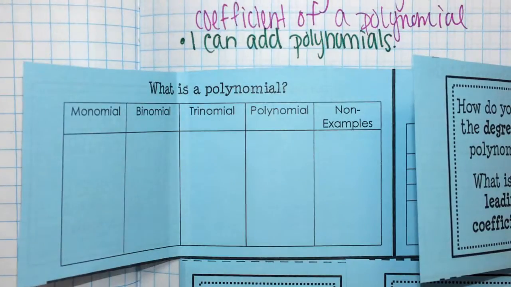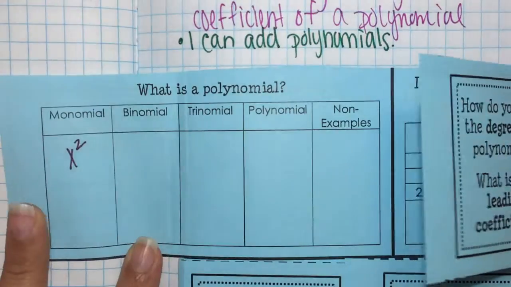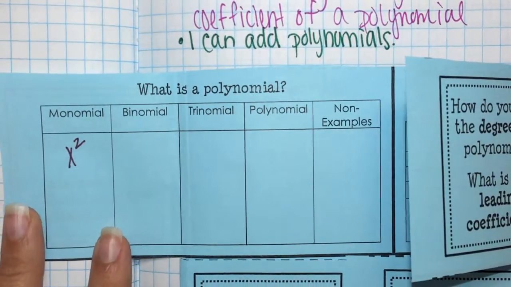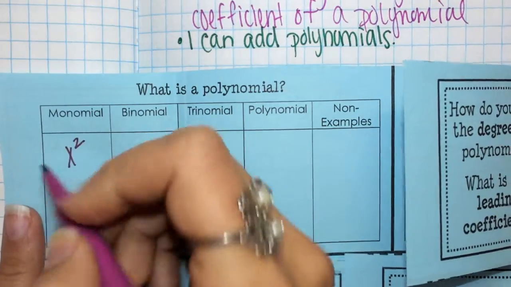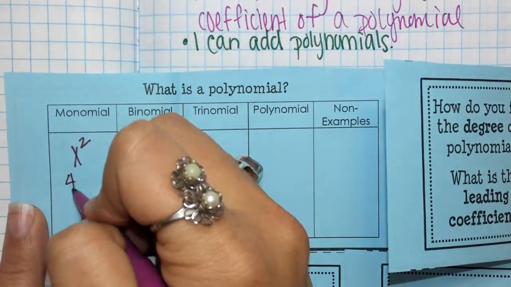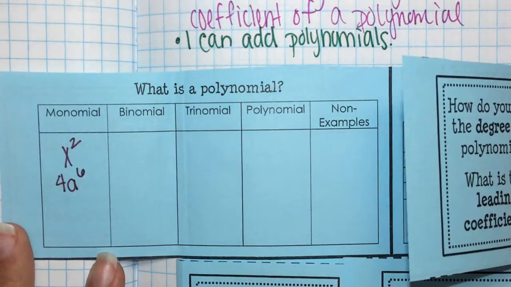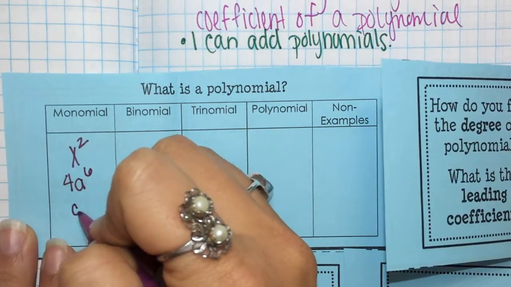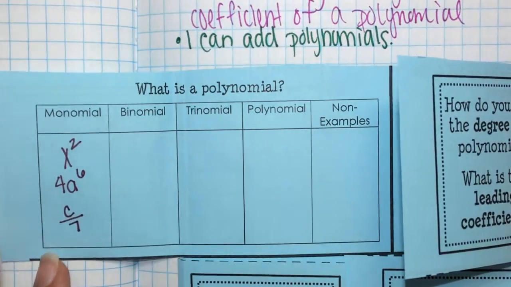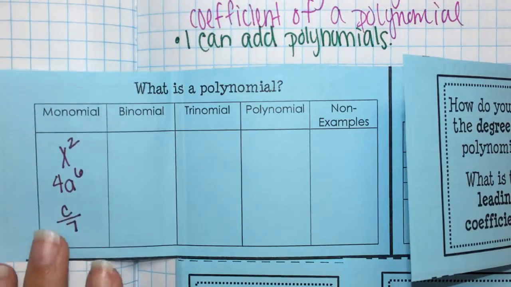So if it was one term, it could look like this. X squared. That's a monomial. You could also have 4a to the 6th. That's a monomial because terms are separated by plus or minus signs. You could have c divided by 7. That's also a monomial because, again, terms are separated by plus or minus signs.